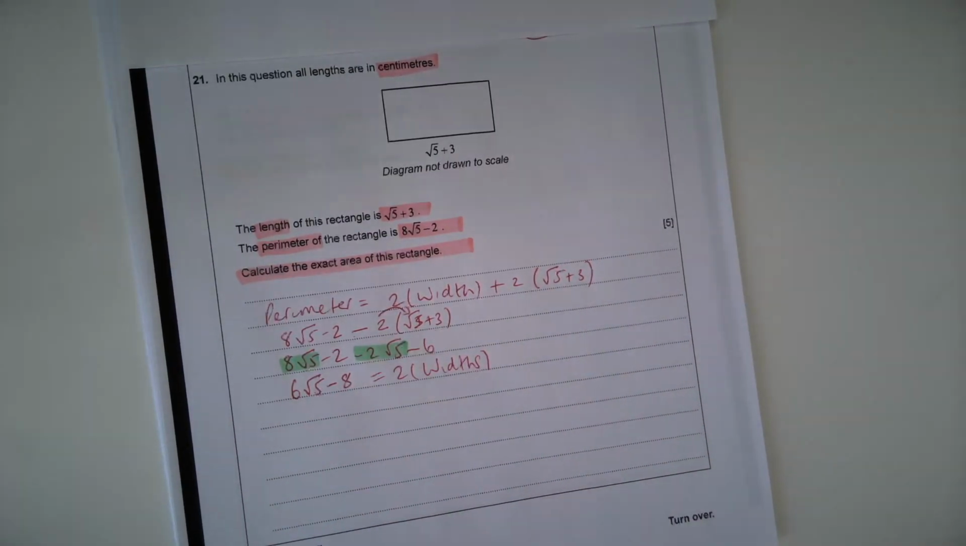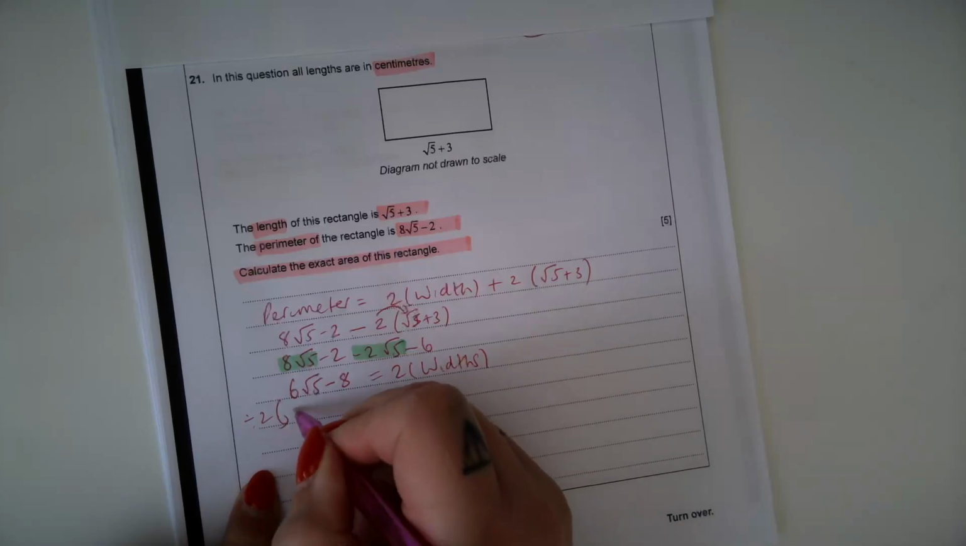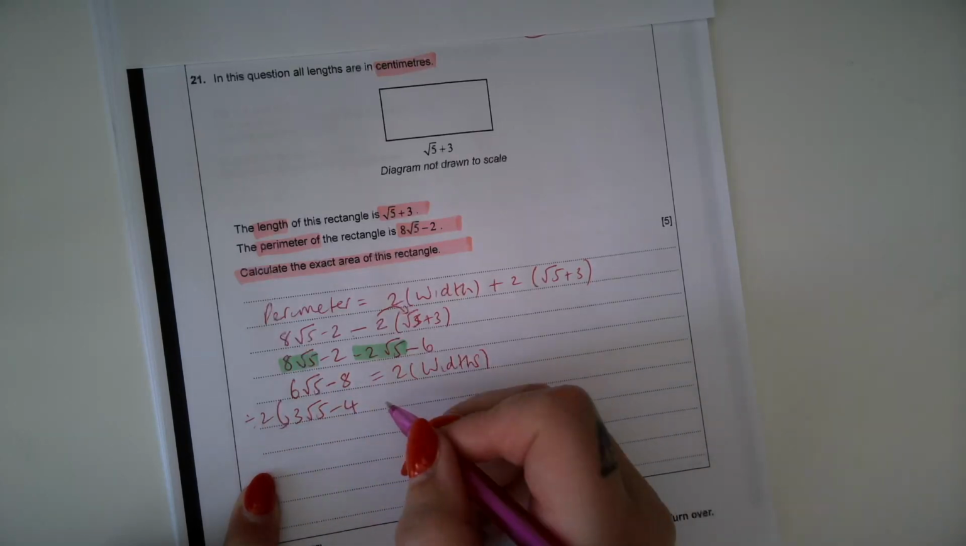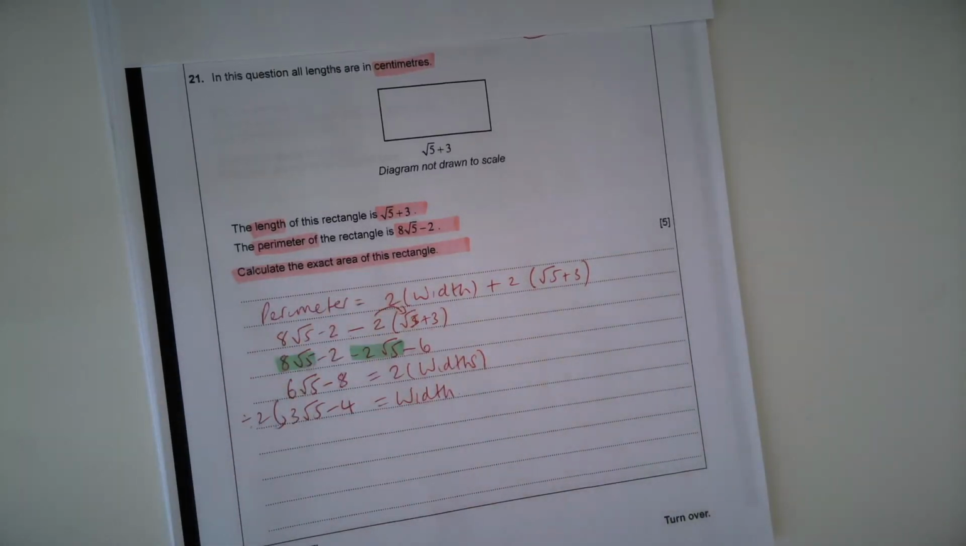Well, we only need 1 width to find the area because we do width times length. So I'm going to divide this by 2. So this becomes 3 root 5 subtract 4 because 6 root 5 divided by 2 is 3 root 5. Negative 8 divided by 2 is negative 4. So this is our width. So now we can calculate the exact area by doing the length times the width.